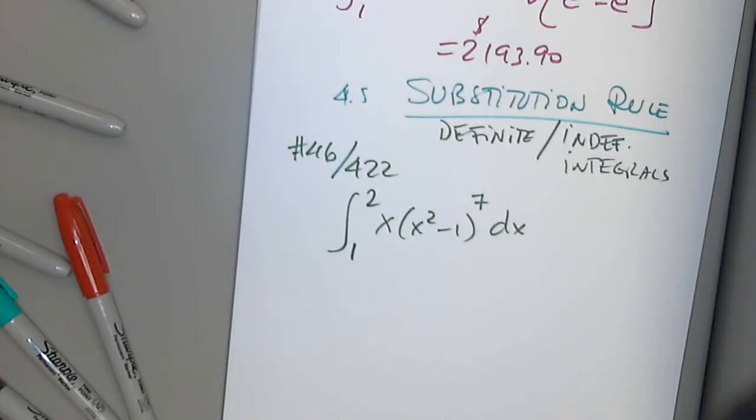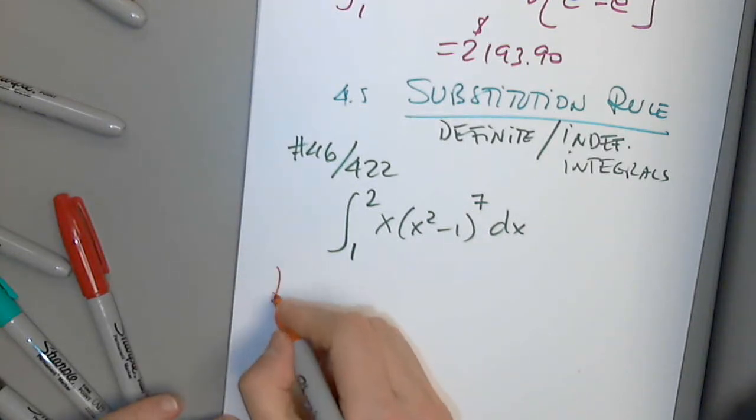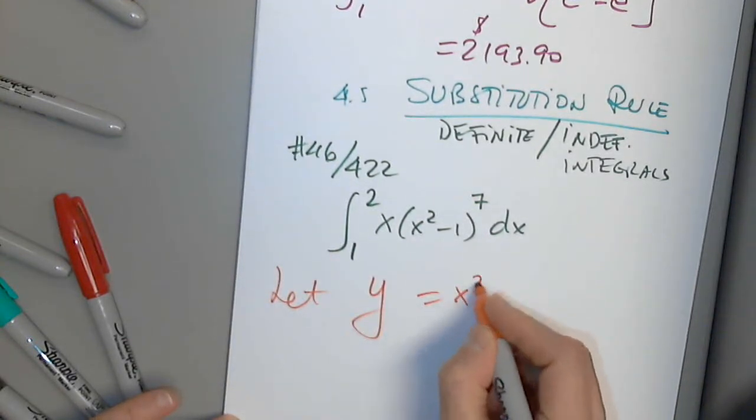Does x bother you, or does x squared minus 1? This is not a scientific way of thinking. X squared minus 1 bothers me. X is just a simple x. But you have to distribute it. Right, but after I change this into 8 terms, and I don't want to do that. So this is the piece that bothers me. So I'm going to say, let y be x squared minus 1.